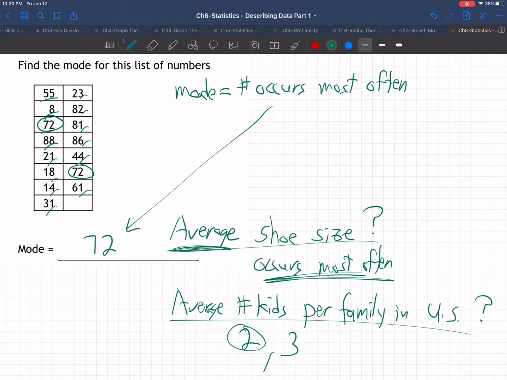So that's a kind of average. You would never do it for some data sets, like test scores, right? I would never say the average is the test score that occurred the most often. That would be the wrong kind of average. But for shoe size or for number of kids per family, then mode is a good kind of average. It's the number that occurs the most.